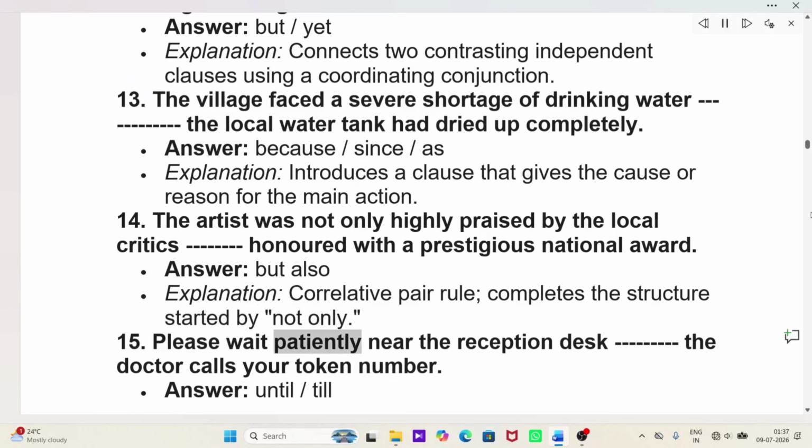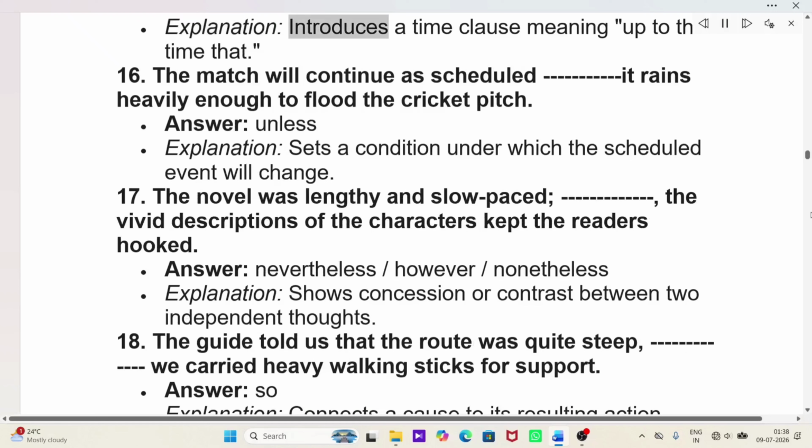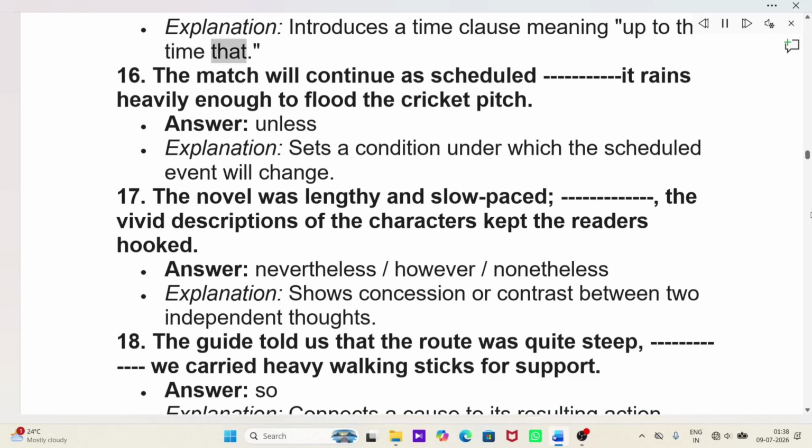15. Please wait patiently near the reception desk. The doctor calls your token number. Answer: until / till. Explanation: introduces a time clause meaning up to the time that.